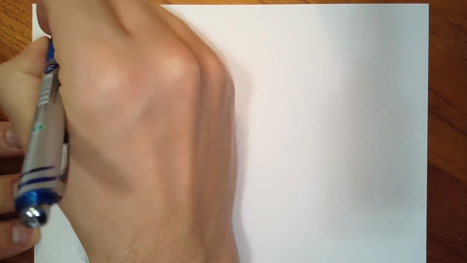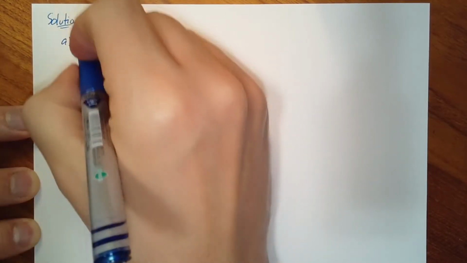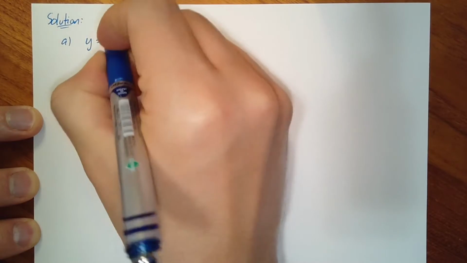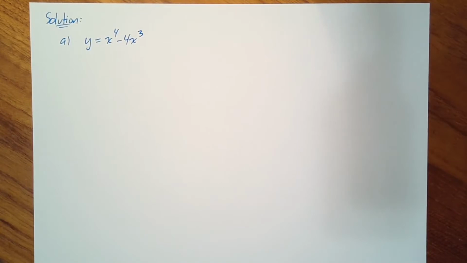Okay, so for the first one, what was the function? Well, we had y is equal to x to the 4 minus 4x cubed. That was the function. So we're going to determine the intervals of concavity.